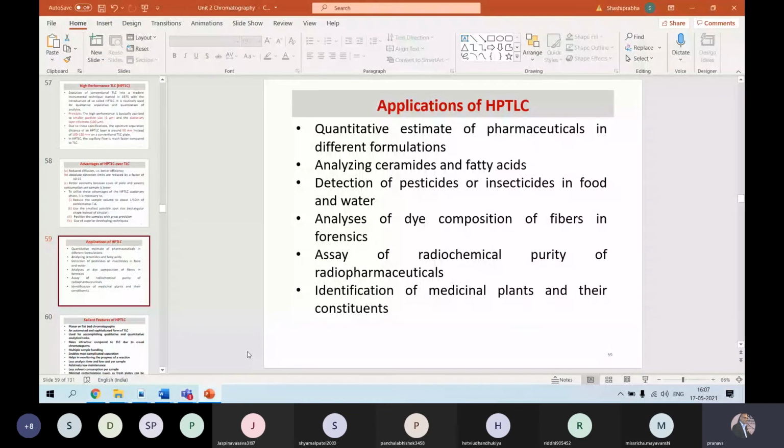I suppose if you are feeling tired, I'll just stop here up to this slide, applications of HPTLC. Then I'll move ahead next time when we meet on Wednesday.